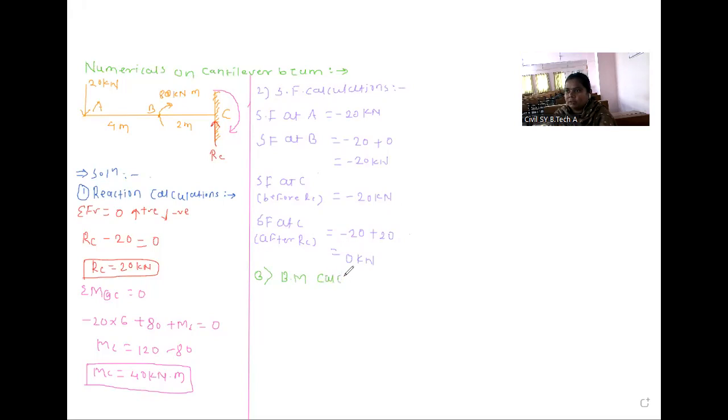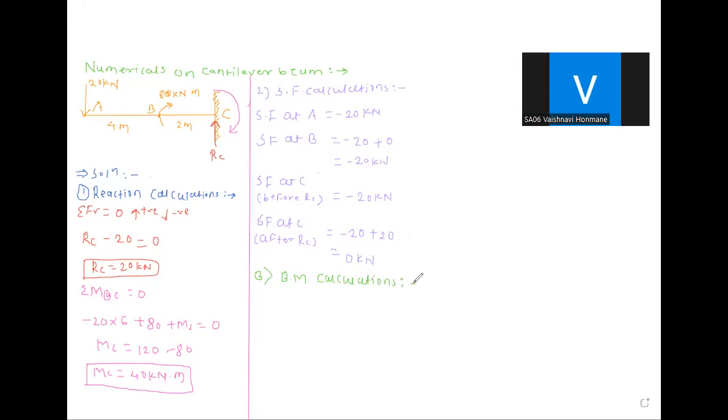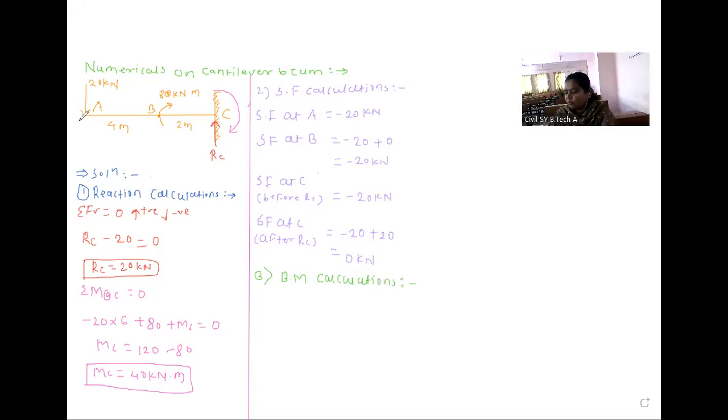Bending moment calculations. Okay, so we will start bending moment from this A point. Bending moment at A, which is equal to, at A point force is there, but perpendicular distance is 0. So 20 into 0, which is equal to 0 kilonewton meter. After that, we will calculate bending moment at B.